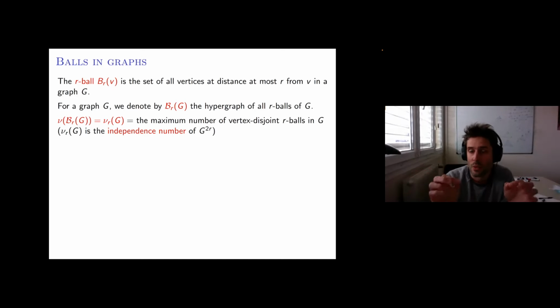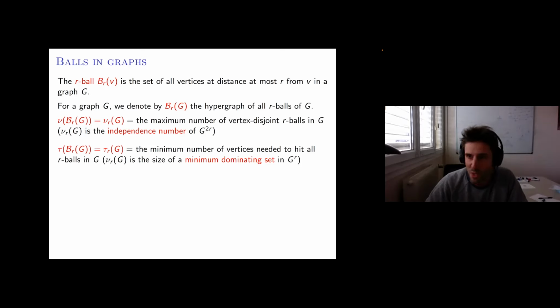So saying that you're taking vertex disjoint balls of radius R is the same as saying that you're taking an independent set in the graph to the power 2R. Okay, what's G to the power 2R? It's G, and you add edges between vertices at distance at most 2R. So packing balls of radius R is exactly the same as finding a large independent set in the graph to the power 2R. So it's quite a natural parameter here. So this is nu, and I'm going to denote this by nu R of G because otherwise it's a bit cumbersome. So what is tau now?